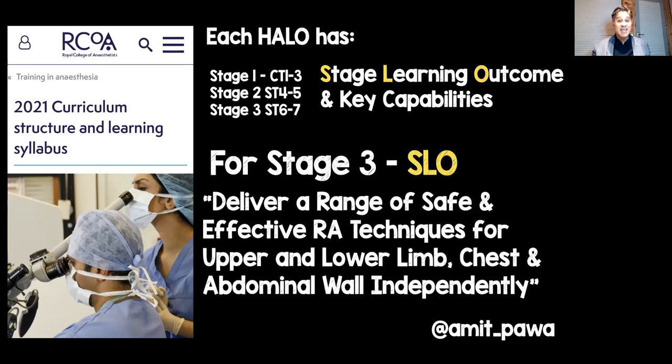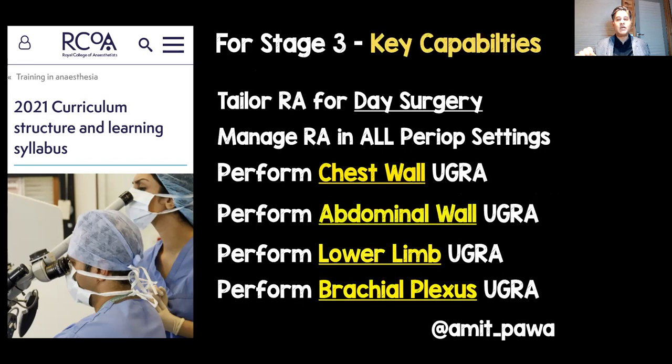So for stage 3, what is the SLO? It is to be able to deliver a range of safe and effective regional anaesthetic techniques for upper and lower limb, chest, and abdominal wall independently. That's a really big deal. And if you look at the key capabilities, they're listed very specifically as: tailor your regional anaesthesia for day surgery, manage regional anaesthesia and analgesia in all perioperative settings, quite a big one there, and then perform chest wall, abdominal wall, lower limb, and brachial plexus ultrasound-guided regional anaesthesia independently.